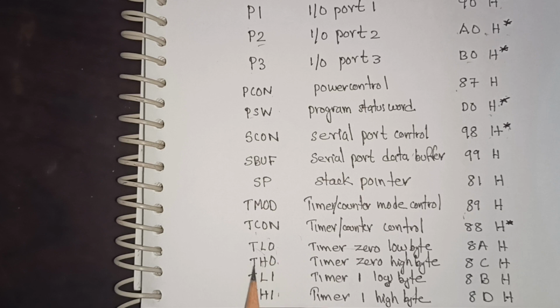As this is a 16-bit timer, it is divided into two 8-bit registers. TL0 is the lower 8 bits, TH0 is the higher 8 bits. So timer 0, low byte, 8AH. Timer 0, high byte, 8CH. This is timer 1, low byte, 8BH. And timer 1, high byte, 8DH. So these are the special function registers available in 8051.